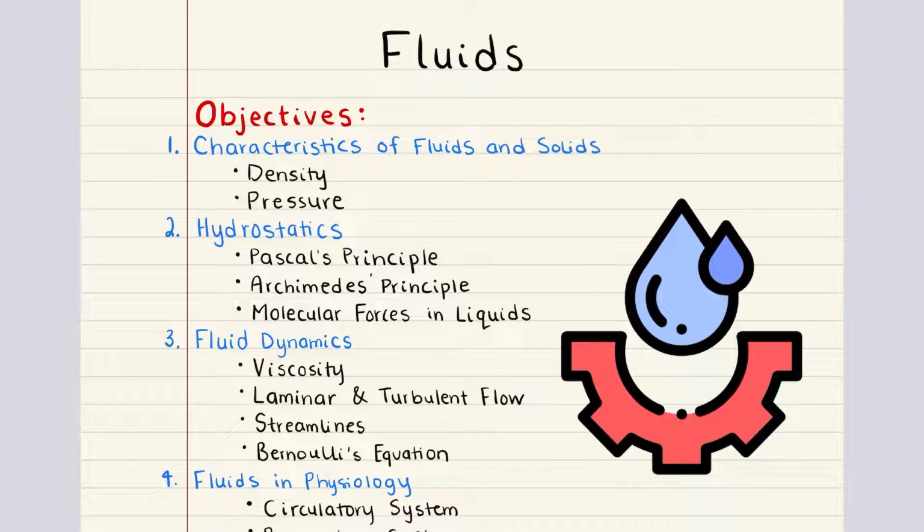Today we're going to be covering Chapter 4 for our MCAT Physics and Math playlist. This chapter is titled Fluids, and here we plan on covering 4 main objectives. In the first objective, we're going to begin by comparing fluids and solids, focusing on their defining properties such as density and pressure. Then we move into the second objective titled Hydrostatics.